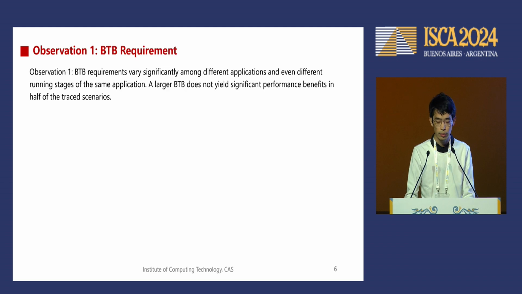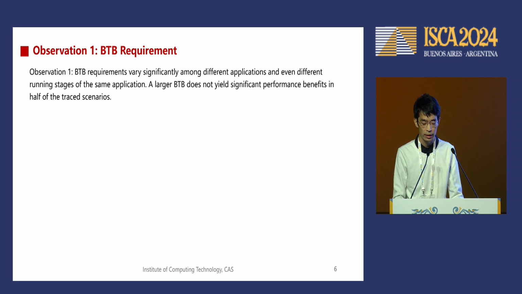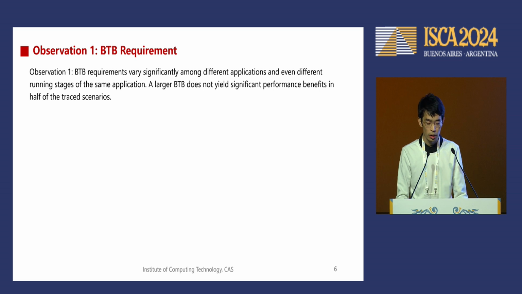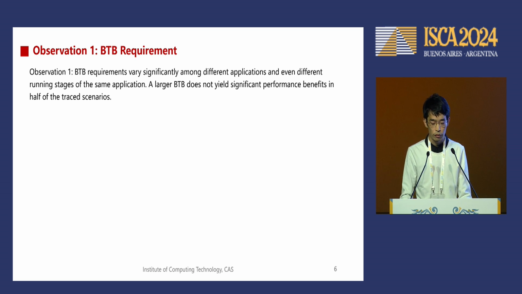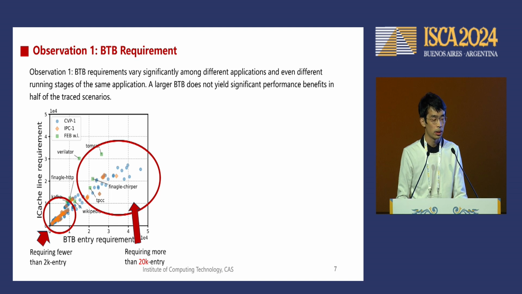The strategy of this paper is to borrow SRAM from iCache and UOP cache for BTB when a larger BTB capacity is needed. And this strategy is based on 4 observations. And the first one is that BTB requirements vary significantly among different applications and even among different running stages of the same application. And we can see that many traces require fewer than 2,000 BTB entries, while there are also a considerable number of applications that need over 20,000 BTB entries.